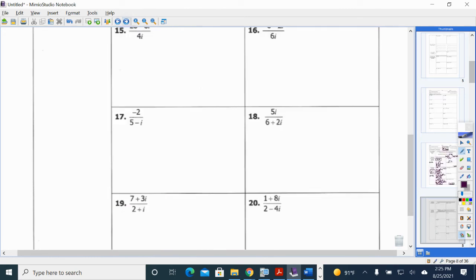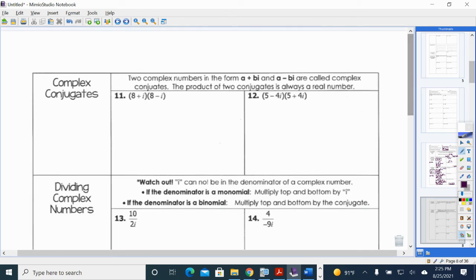All right, let's move on forward in our notes here. Complex conjugates. 2 complex conjugates of the form a plus bi and a minus bi are called complex conjugates. The product of 2 conjugates is always a real number. Now, this is an important concept in Algebra 2. In this whole entire chapter on quadratics, when we multiply conjugates together, it's always going to be equal to a real number, which is significant because the imaginary part goes away.